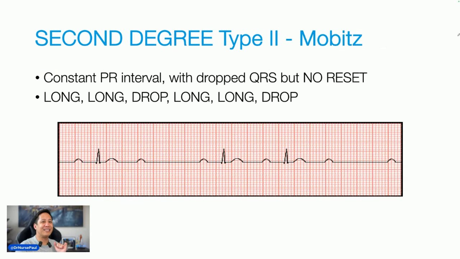Let's now go to second degree type 2. Second degree type 2 is called Mobitz. Now the pattern is long, long, drop. I'm sorry, no reset. Long, long, drop.